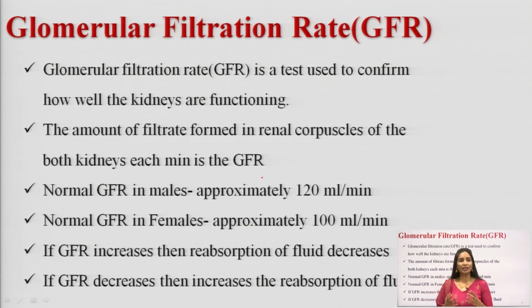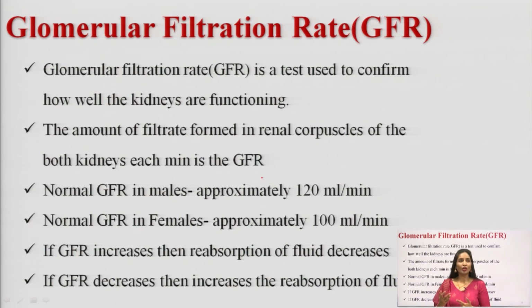This is the amount of filtrate formed in the renal corpuscle. What is a renal corpuscle? Glomerulus. Okay. How much filtrate has been formed in the glomerulus can determine how the kidney has been functioning. According to the glomerular filtration rate, per unit time in both kidneys, how much filtrate has been formed in the glomerulus, you can determine the function of a kidney.